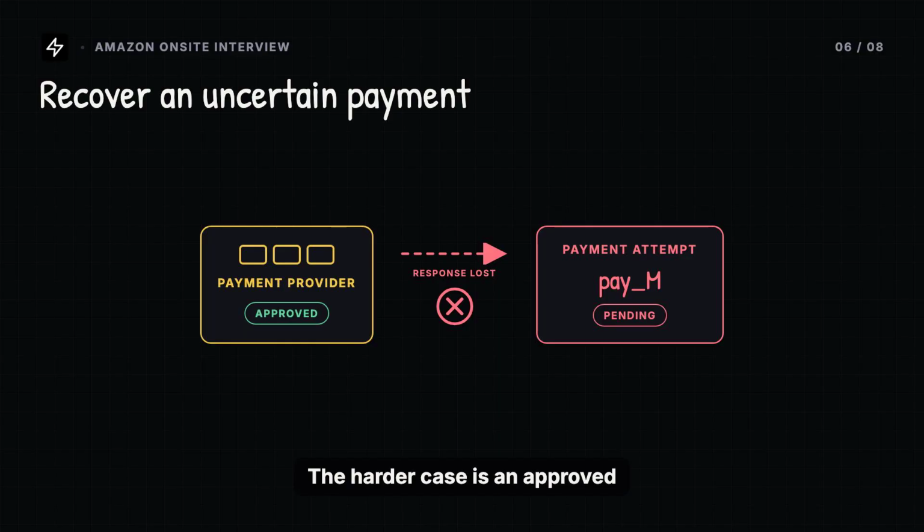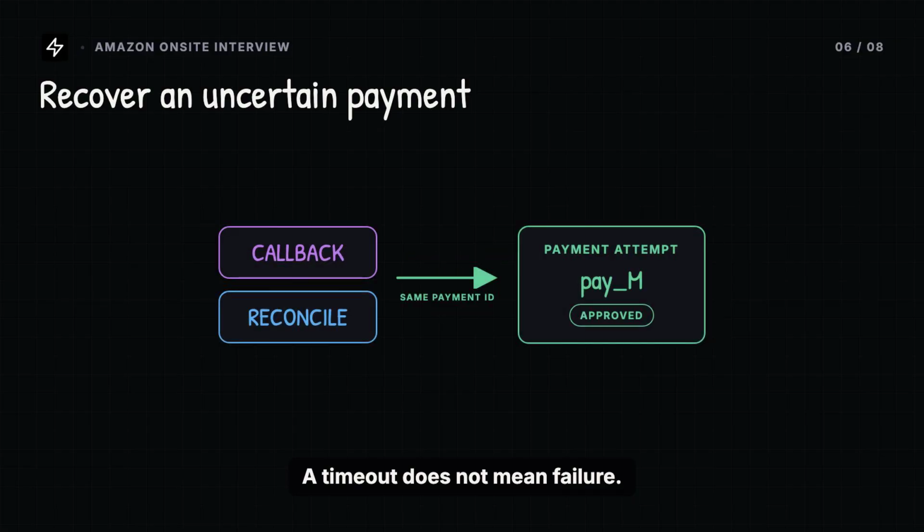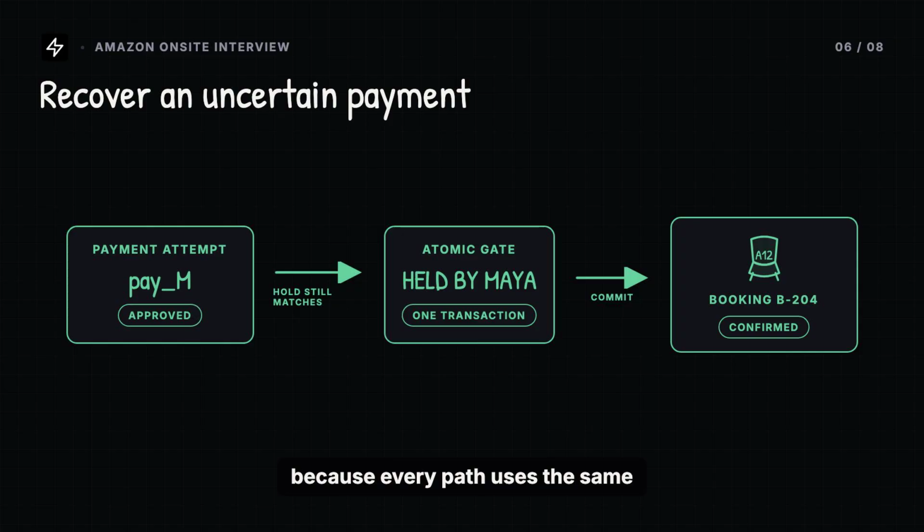The harder case is an approved payment whose response times out. A timeout does not mean failure. Starting a fresh payment could charge Maya twice, so the attempt becomes pending, not failed. A callback or a recovery worker can resolve the same durable attempt. Duplicate outcomes are harmless because every path uses the same payment identity and the same guarded held to sold transition. If that transition already committed but its response vanished, Maya's retry returns the existing booking.